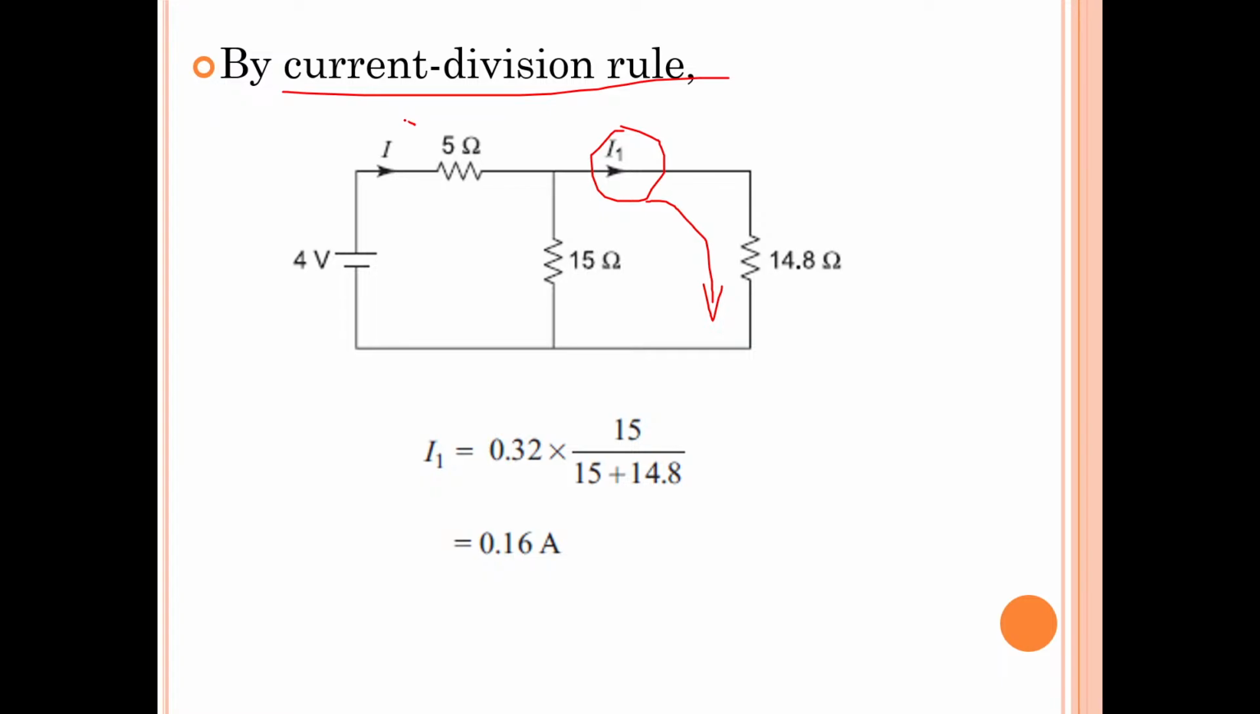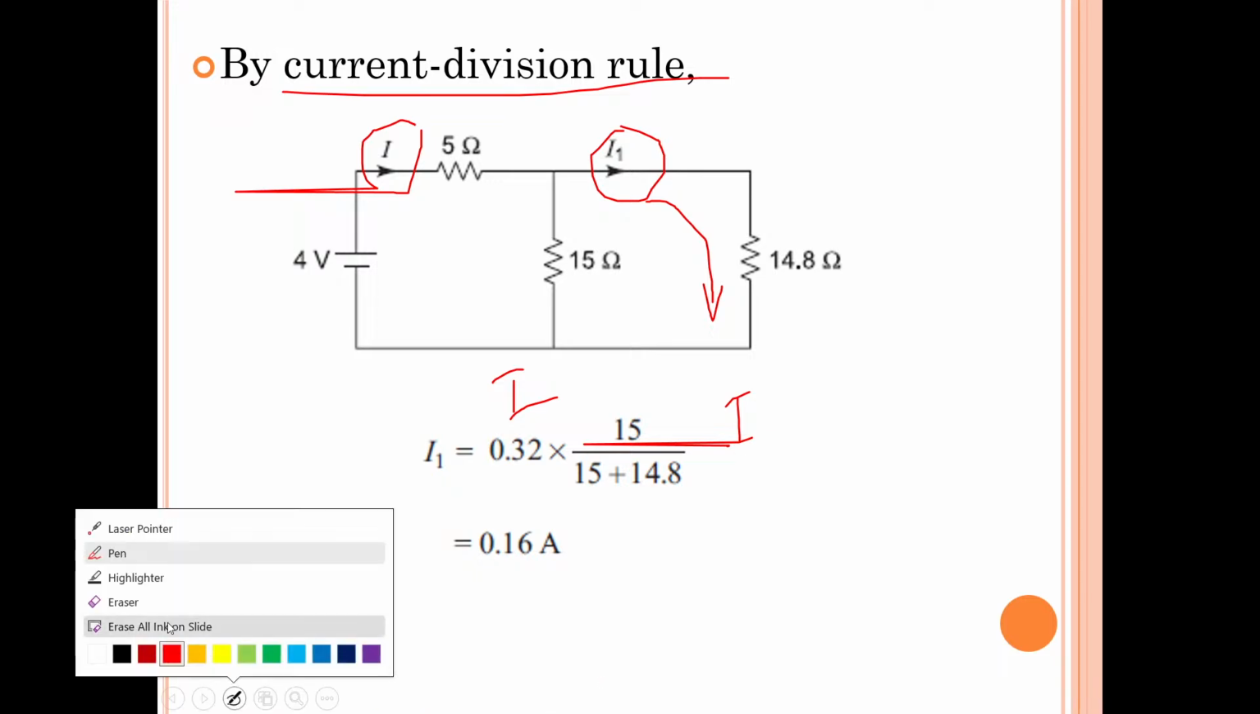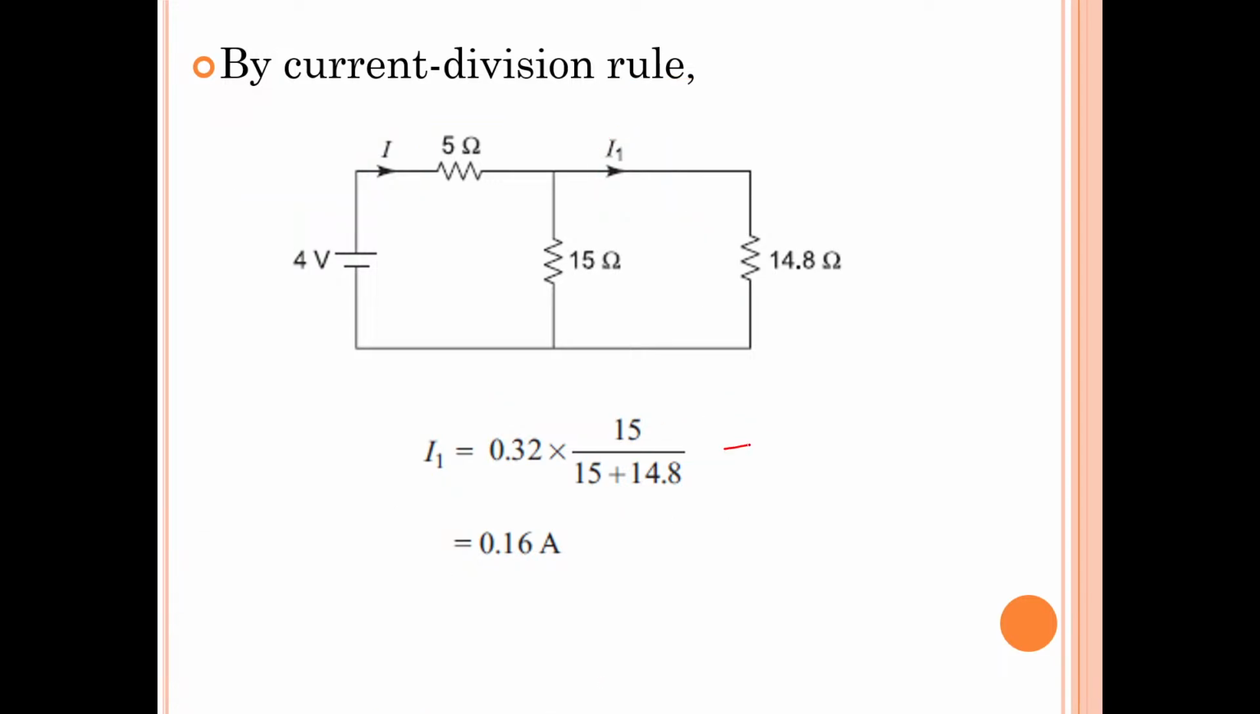So what is the total current I? Total current I, and I1 is equal to I into opposite resistance. I will write the formula here. So what I want to determine is the I1 current.